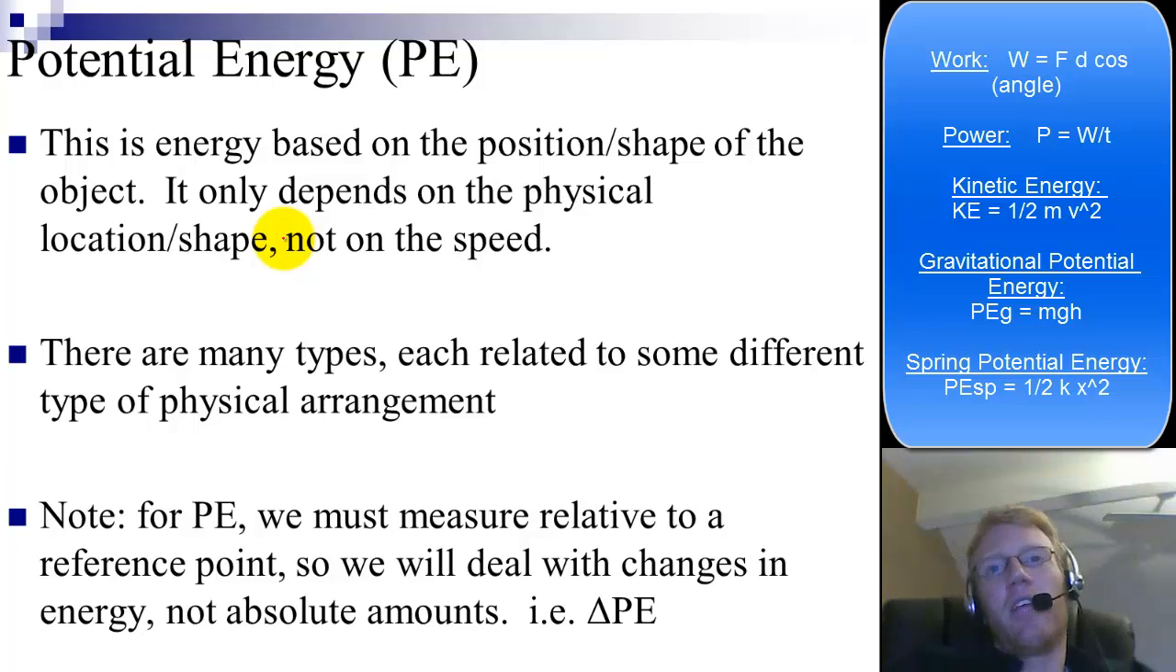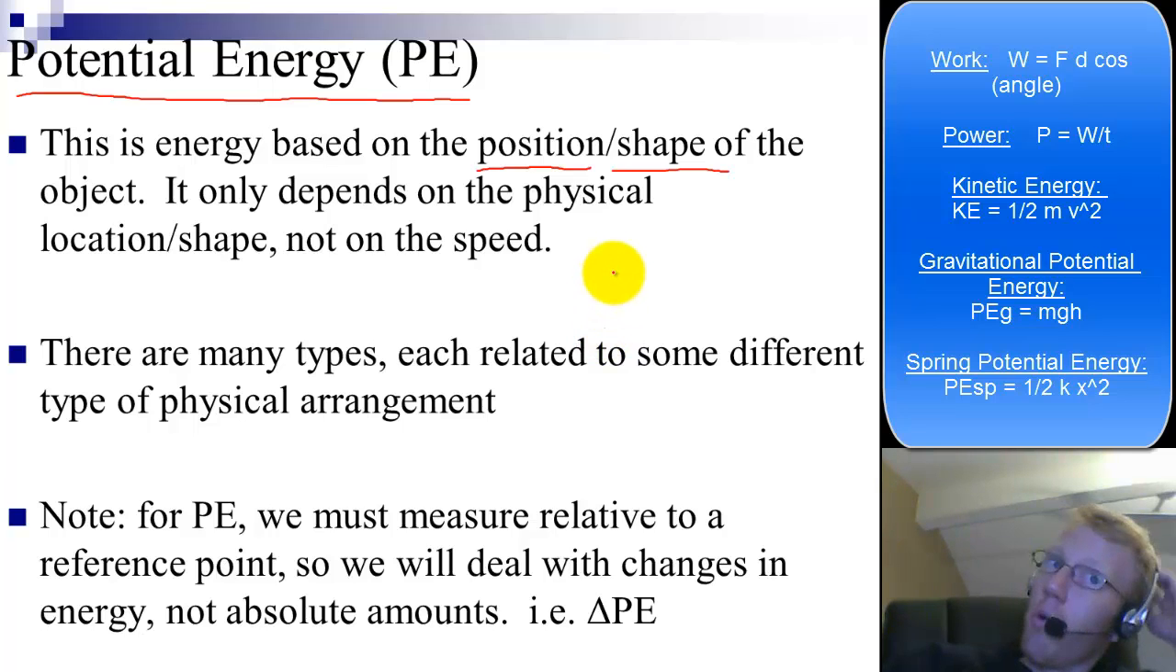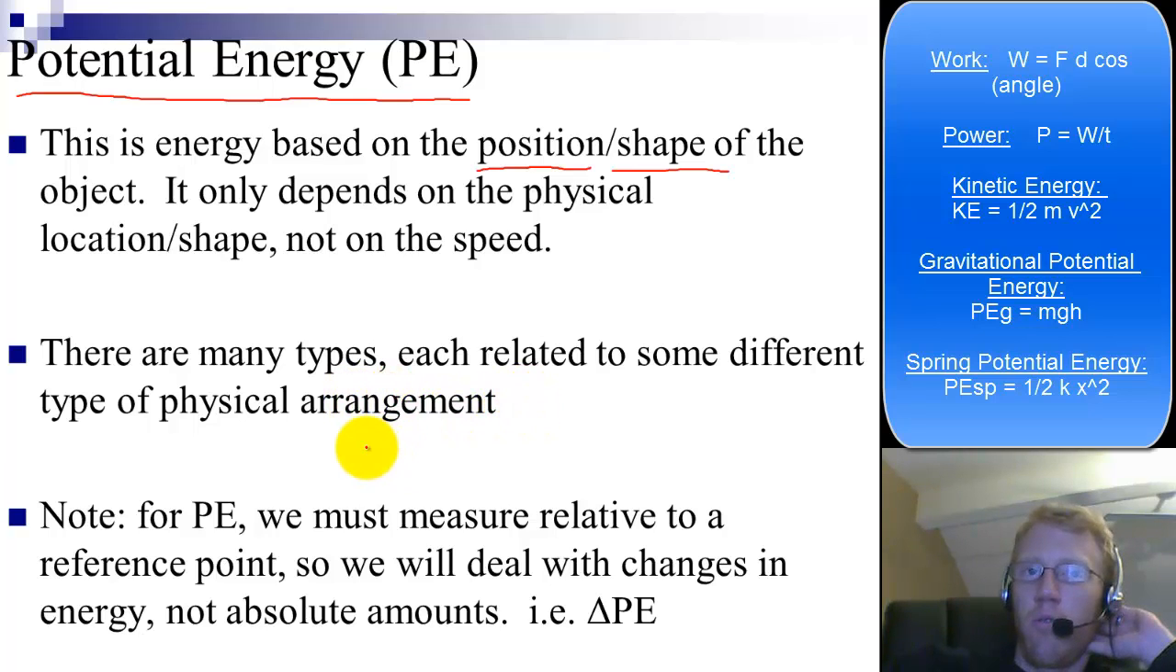Okay. Another classification of energy, instead of the energy of motion, is called potential energy. And potential energy depends on the internal characteristics of the object. So it depends on the position of the object or the shape of the object. But it doesn't matter if the object is moving or how fast it's going. So there's lots of different internal properties of objects, and therefore there's going to be more than one type of potential energy, and we'll go through those next.